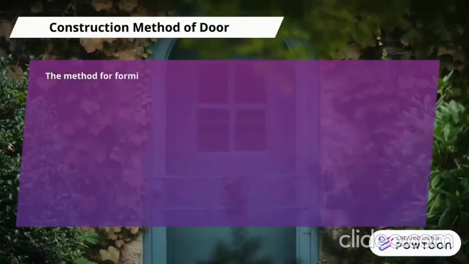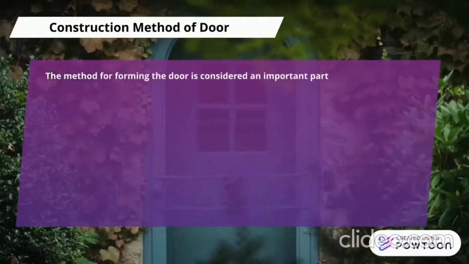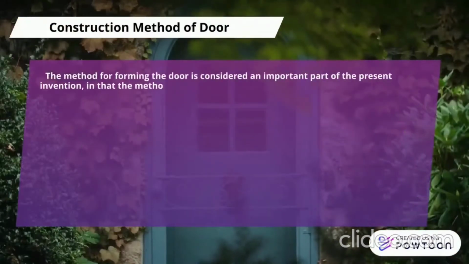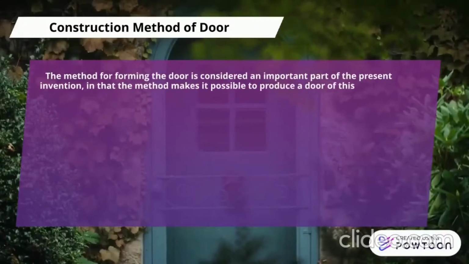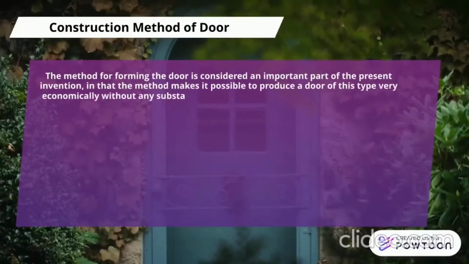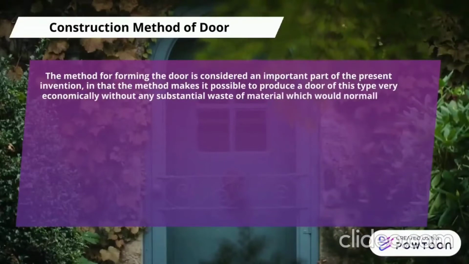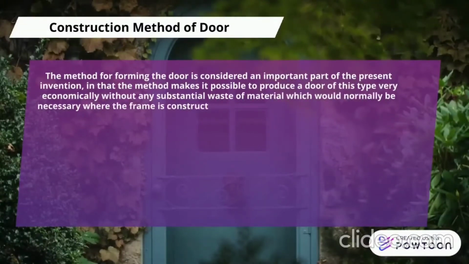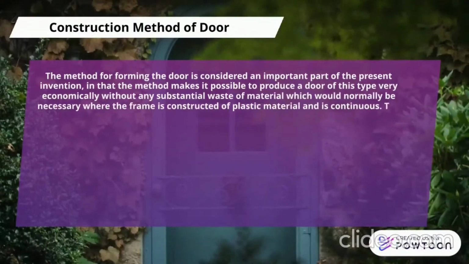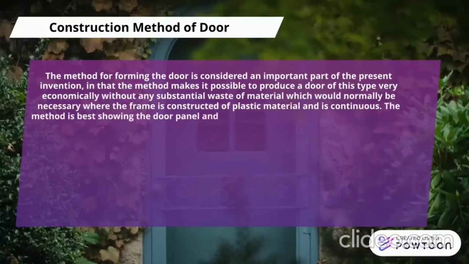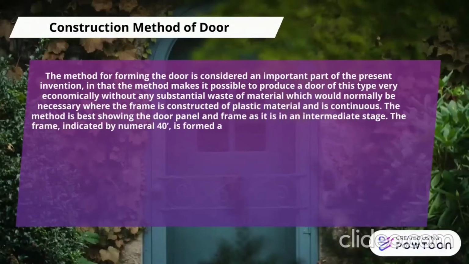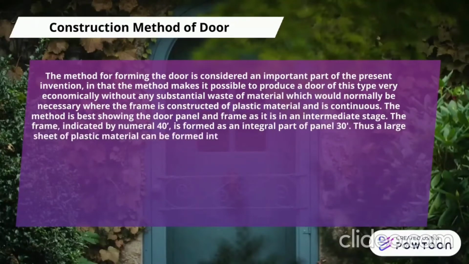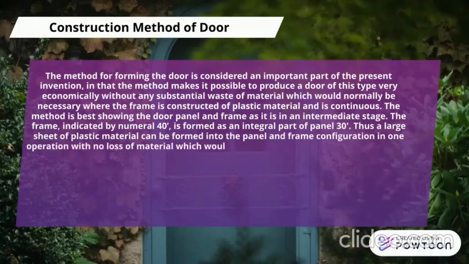The method for forming the door is considered an important part of the present invention, in that the method makes it possible to produce a door of this type very economically without any substantial waste of material which would normally be necessary where the frame is constructed of plastic material and is continuous. The method is best shown by the door panel and frame as it is in an intermediate stage. The frame, indicated by numeral 40, is formed as an integral part of panel 30. Thus a large sheet of plastic material can be formed into the panel and frame configuration in one operation with no loss of material, which would normally result if the frame were formed separately and the center discarded.